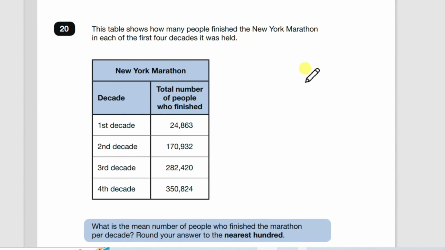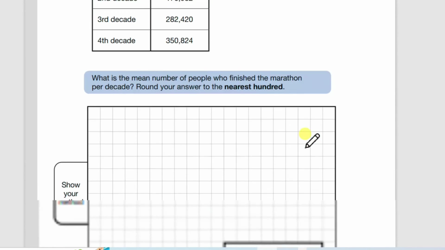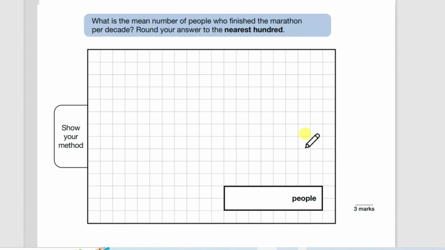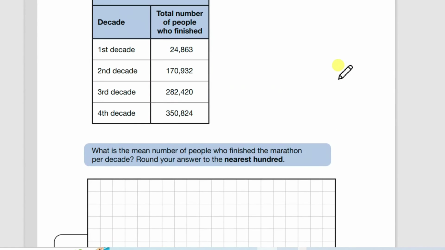So the table shows how many people finished the New York Marathon in each of the first 4 decades it was held. Okay. So on the first decade, only just over 24,000 finished it, and then by the 4th decade, you got 350,000. So a lot. It's like a massive increase. Okay, mean. What is the mean number of people who finished a marathon per decade? Round your answer to the nearest 100. Ooh, to the nearest 100. Okay, so let's do it.